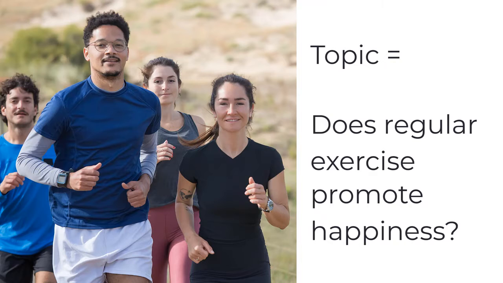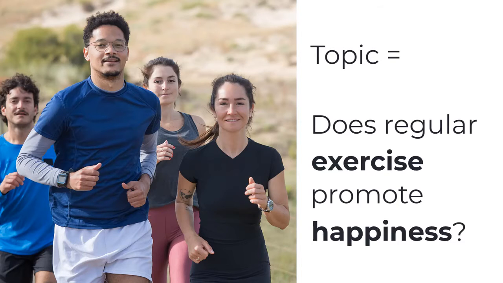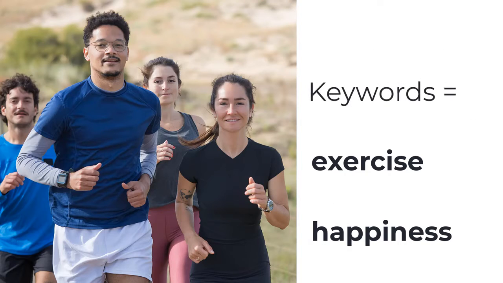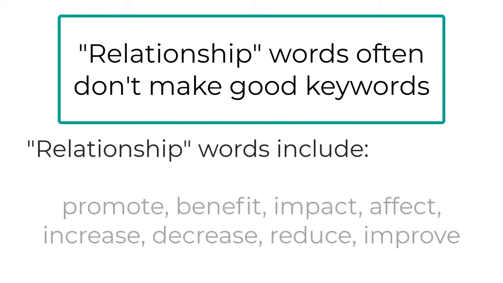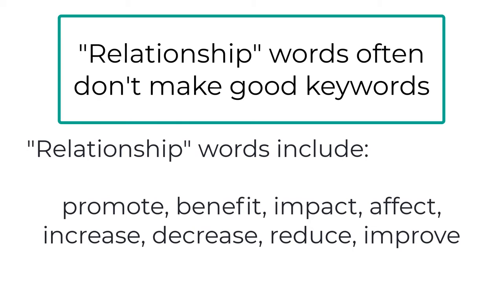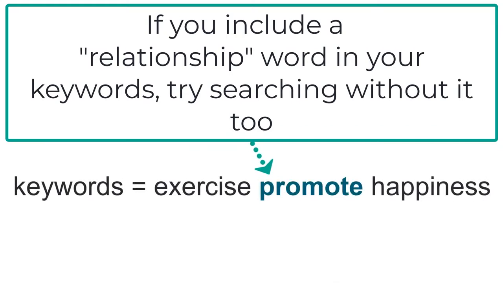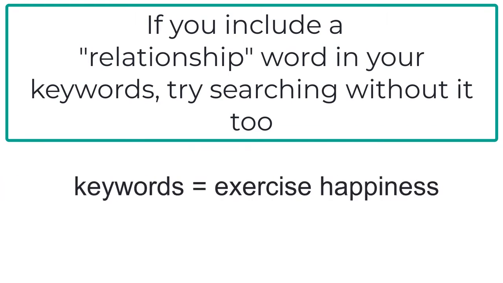Research topics tend to be more specific, such as, does regular exercise promote happiness? If you were to turn to the databases or library catalog to look for information, you would be looking for articles and books that talk about exercise and happiness. So those two core ideas become your keywords. Keep in mind that words like promote that express the relationship between your keywords often don't make very good keywords themselves. Other examples of relationship words are benefit, impact, affect, increase, decrease, reduce, and improve. If you decide to include a relationship word in your keywords, at some point try your search without it too.